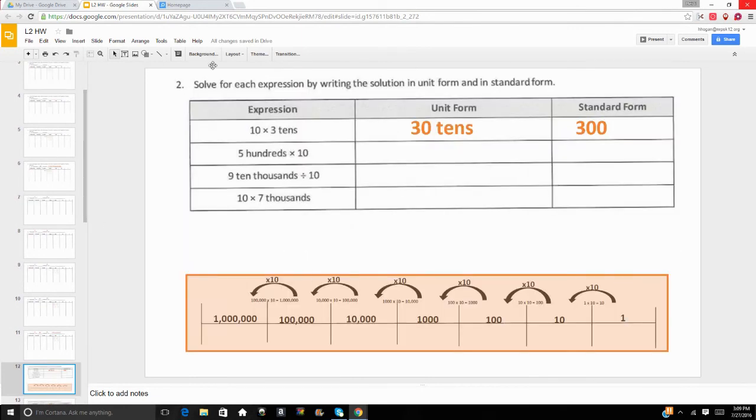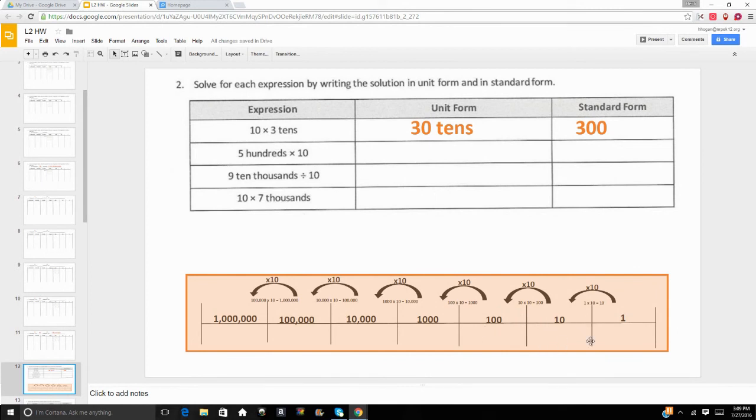Now, another quick way, as we have been practicing our 10 times rule, is to use unit form and standard form. These are terms that are used in this math program, but also are mathematical terms. So this is the expression, this is the unit form, and this is the standard form. And we gave you this reference point again. So 10 times 3 tens. 10 times 3 is 30. So now we have 30 tens. If we have 30 tens, that means that's 3 hundreds.